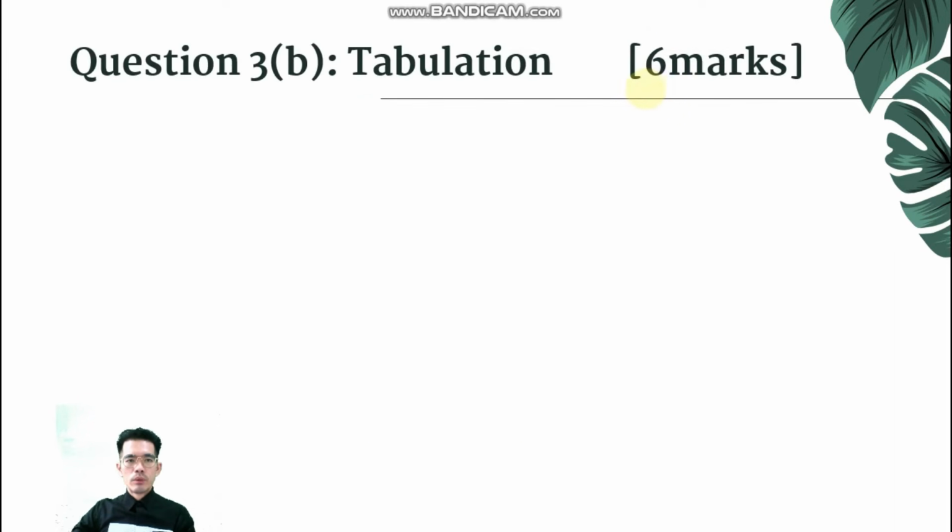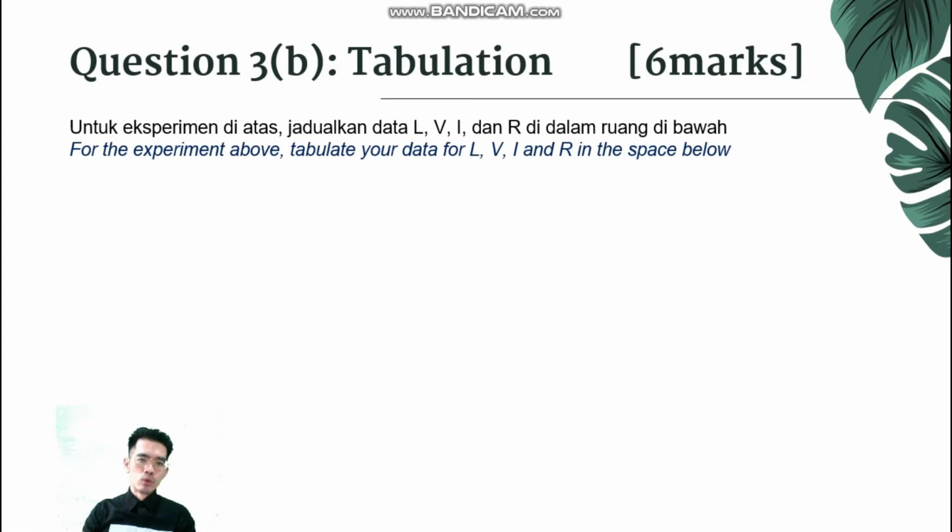Okay, so the next question will be 3B regarding the tabulation. The mark provided is 6 marks. So what are the important tips and things you have to pay attention to so that you can get the full mark for your tabulation? It is actually very easy to get the full mark. So let us read the question together, okay?